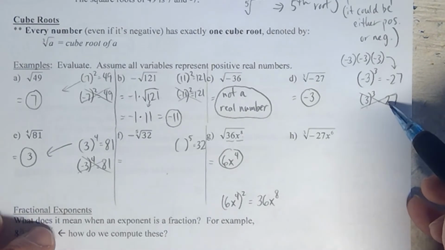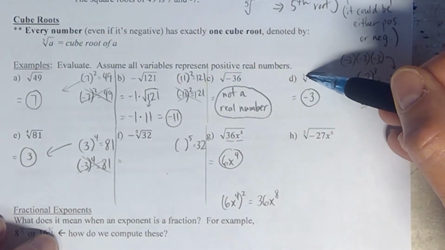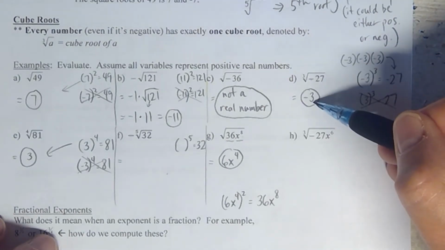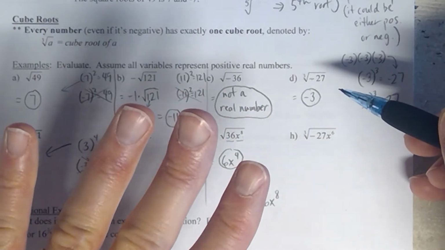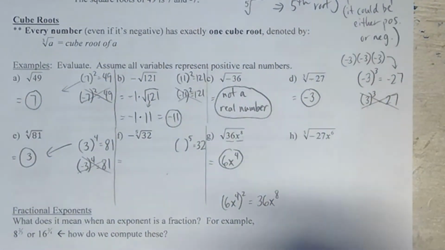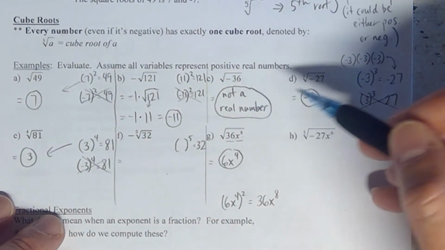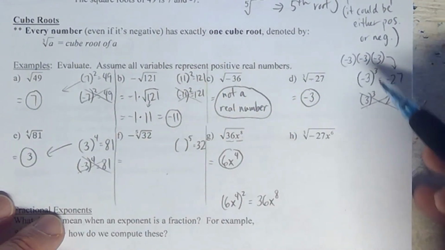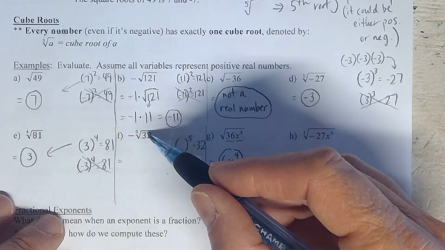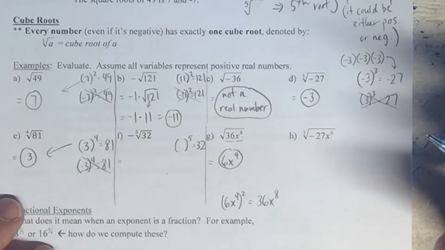You may have noticed by now, and you'll see this in the next couple problems, when you have an odd-rooted radical, if the thing on the inside is negative, the answer is going to be negative as well. This is only for odd roots, not for the even. For even roots, obviously, we're always looking for the positive answer no matter what, if it exists. But with the odd roots, if the thing inside is negative, so is the answer. If the thing on the inside is positive, guess what? The answer is going to be the same sign, positive.